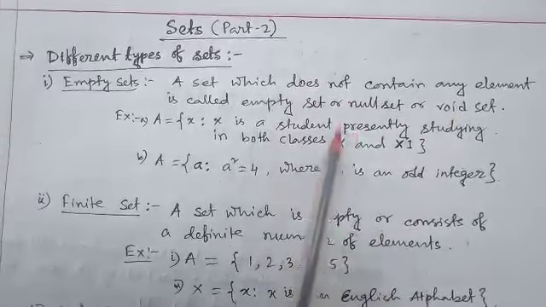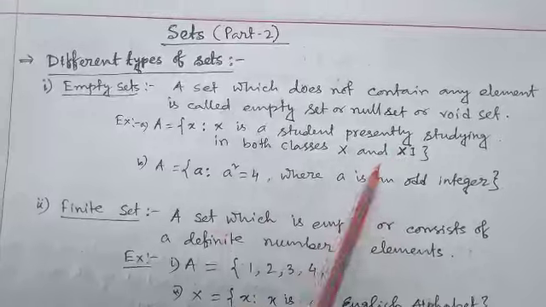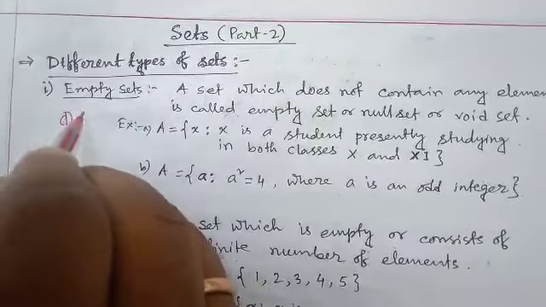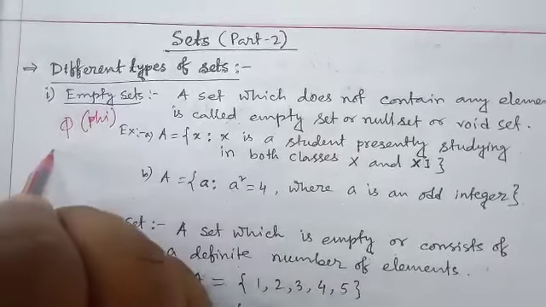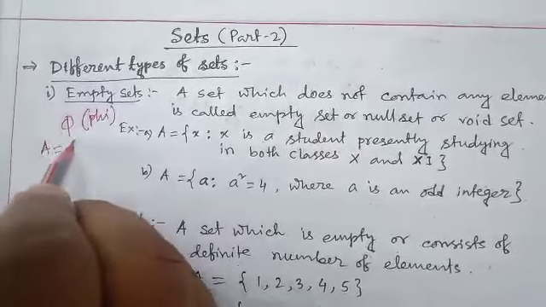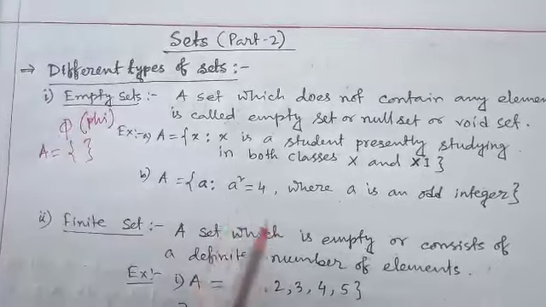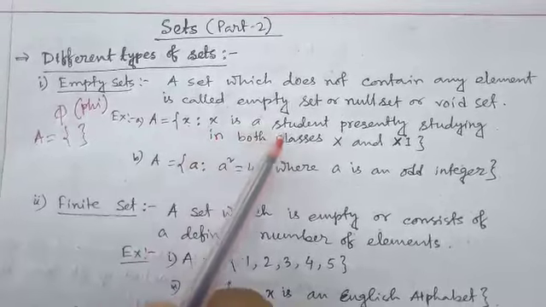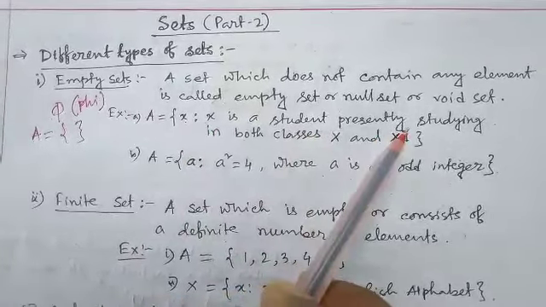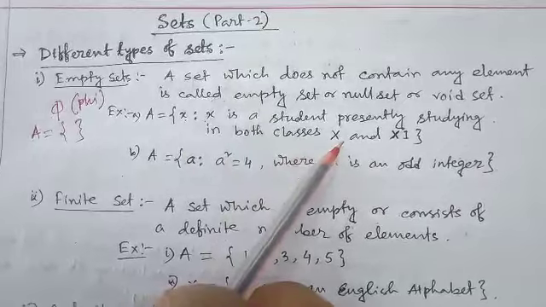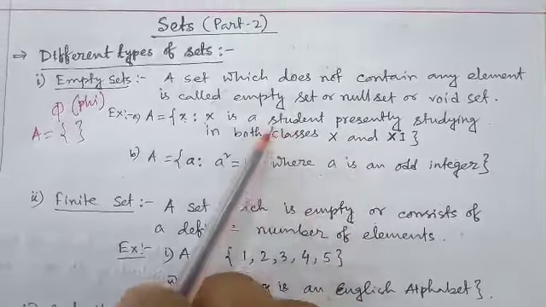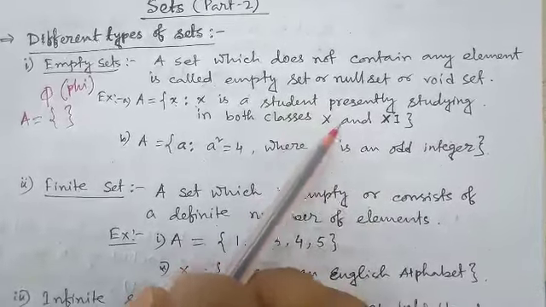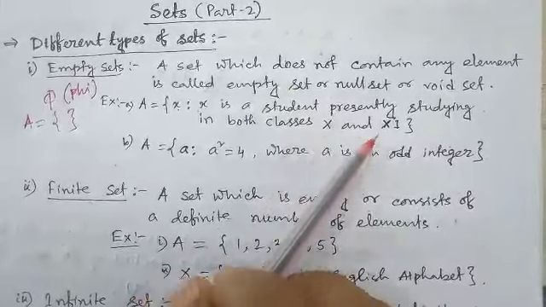Okay, so there is no element in this set, and we denote this set by phi. Okay, this is phi, and there is no element. Suppose A is your set and there is no element. Example: suppose A is your set, {x such that x is a student presently studying in both class 10 and 11}. There is no such student in your school who can study both classes at a time. So 10 and 12.